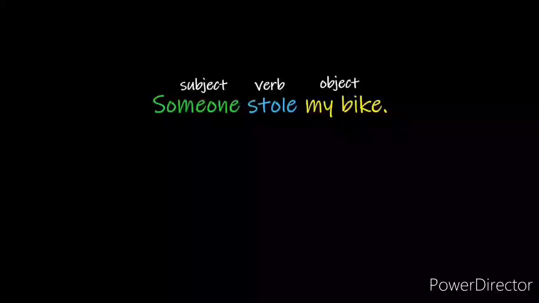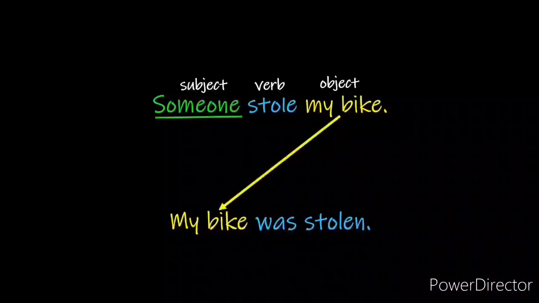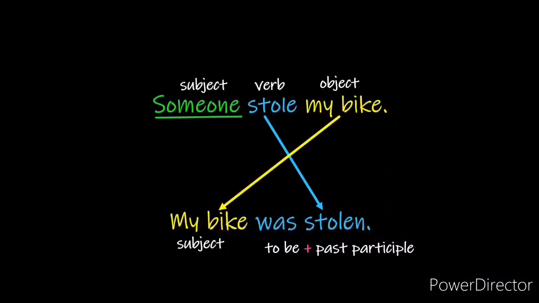Sometimes we do not know who was the doer of the action or the subject. So we use someone or somebody in the active sentence. However, we leave out these words in the passive sentence.